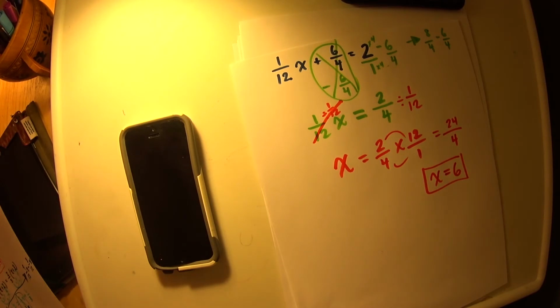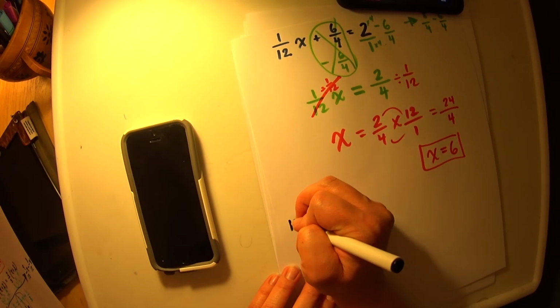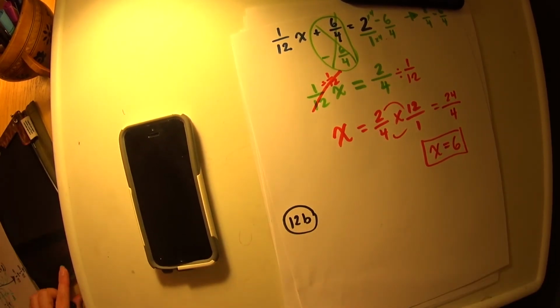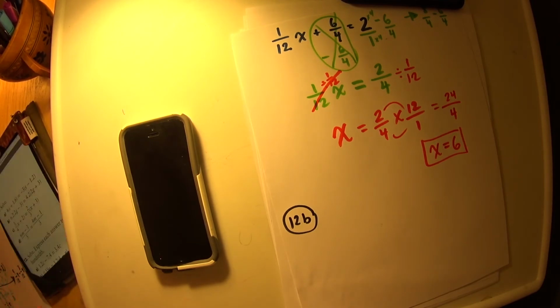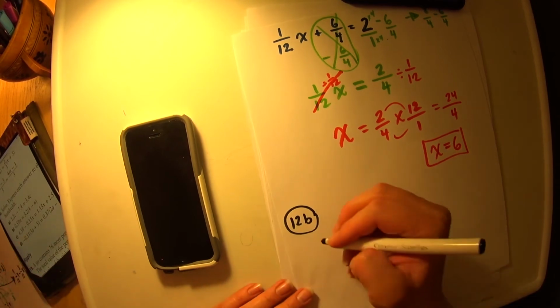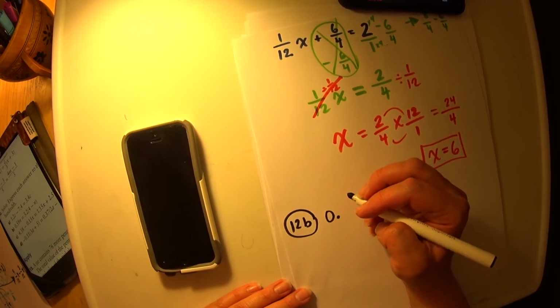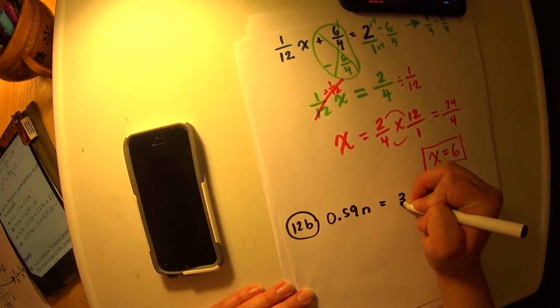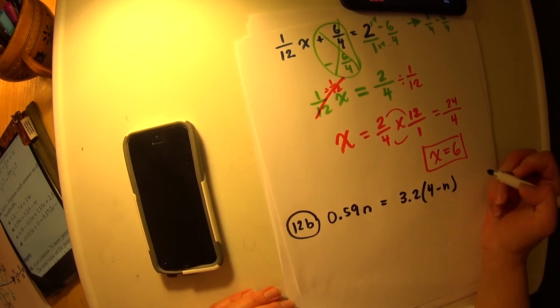Okay, next one. This area, working with brackets, I definitely got the most requests for going through questions. So let's take a look. Number 12b, here's what we've got. 12b, 0.59n equals 3.2 times (4 minus n).